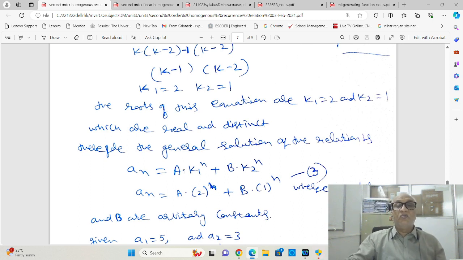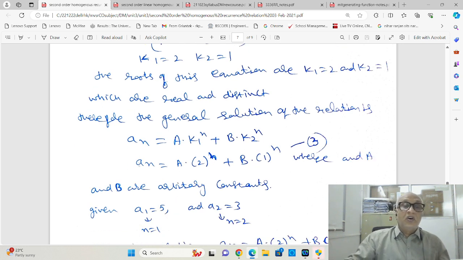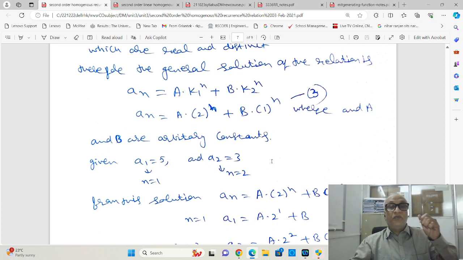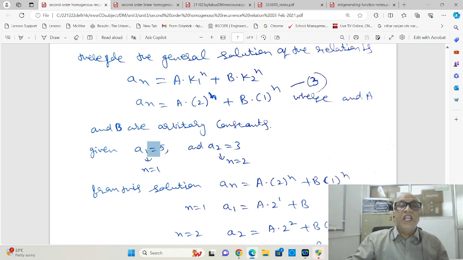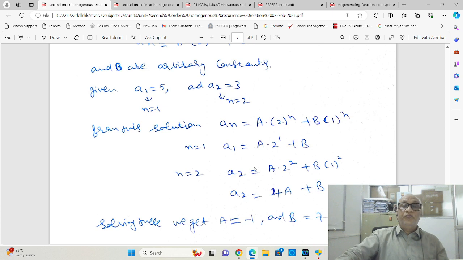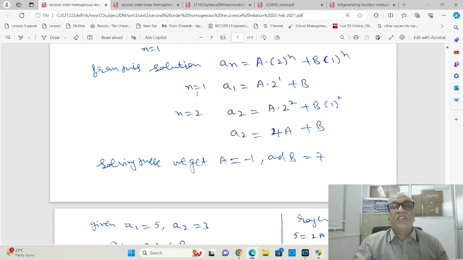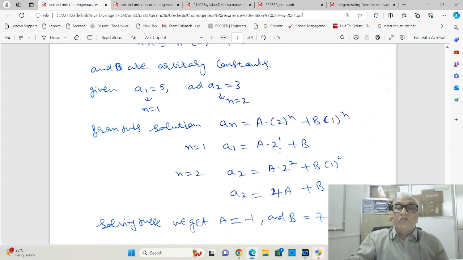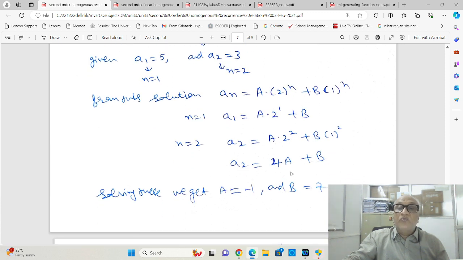So our solution will be an equal to a k1 to the power of n plus b k2 to the power of n. So now an will be equal to a 2 to the power of n plus b 1 to the power of n. So what is given in the question? In the question, the a1 value is given as 5 and the a2 value is given as 3 for n equal to 1 and n equal to 2. So there are two cases here. So when there are two cases, n equal to 1 and n equal to 2, a1 will be equal to 2a plus b, a2 will be equal to 4a plus b. If we solve this, we will get the value of a as minus 1 and the value of b as 7.